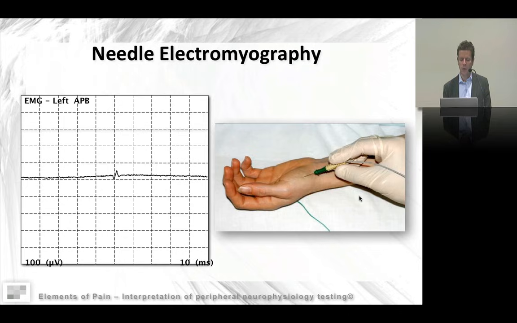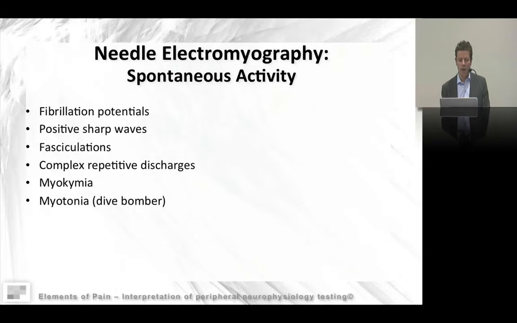So this is just an example of what we do. Gloved hand. It's a very fine needle. This is into APB, which is not a great example to show because it's one of the more painful muscles to test. But essentially, when we put it at rest, we may see a brief blip of insertional activity, but then we should see otherwise a flat baseline, nothing happening.